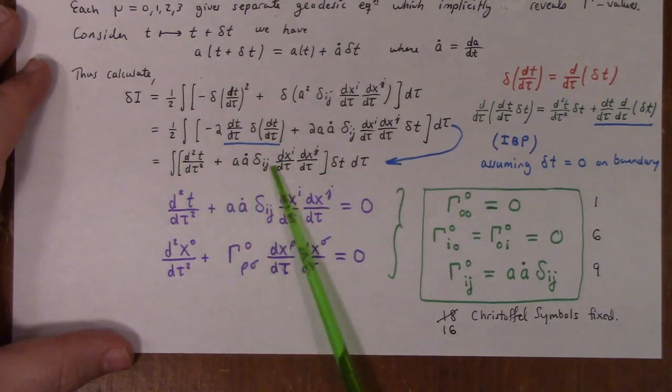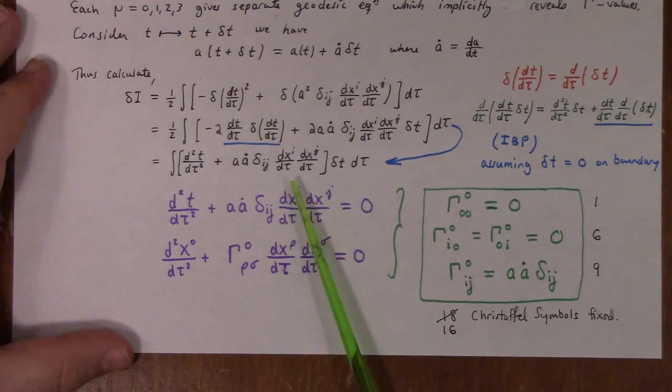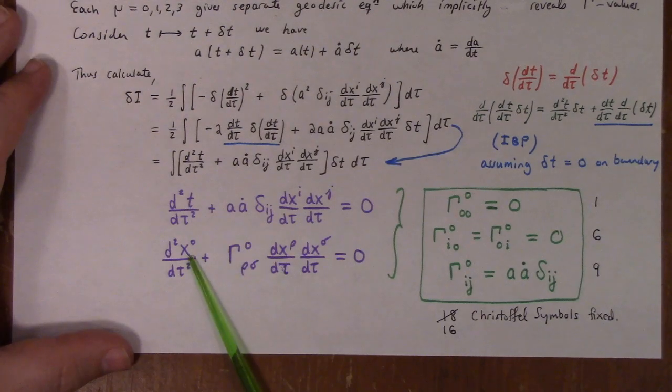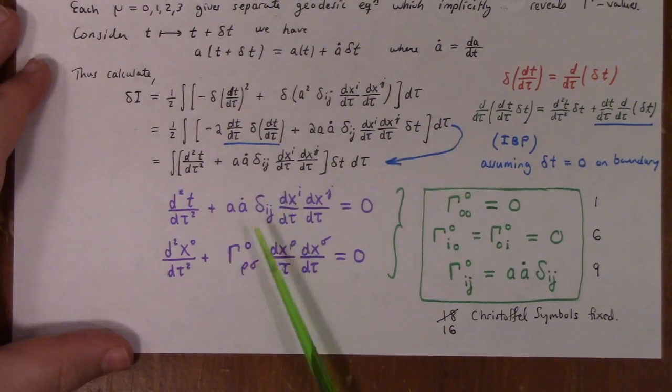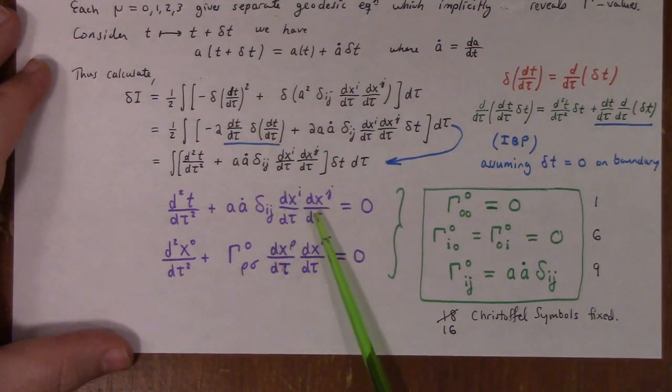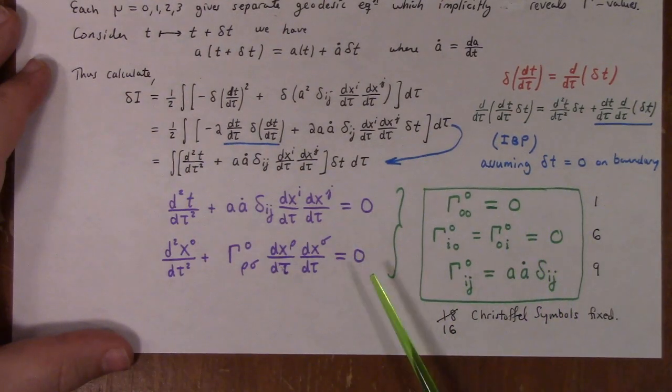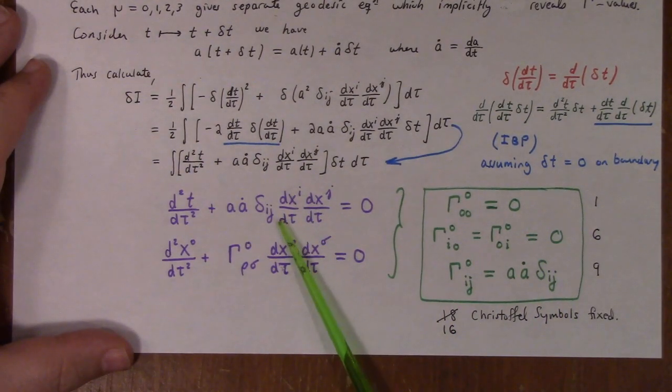So this must be 0, and the coefficient, right? So if I look at that, I've got this, and t is x^0. So we've got d²x^0/dτ² plus Γ^0_{ρσ}, summed over, contraction over ρ and σ here, like this. If you compare these, tilt your head and squint, you can see, aha, there is no dt/dτ term here, so Γ^0_{00} must be 0. And again, there's no dt/dτ term here either, which means that Γ^0_{0i} and Γ^0_{i0} are 0, right?